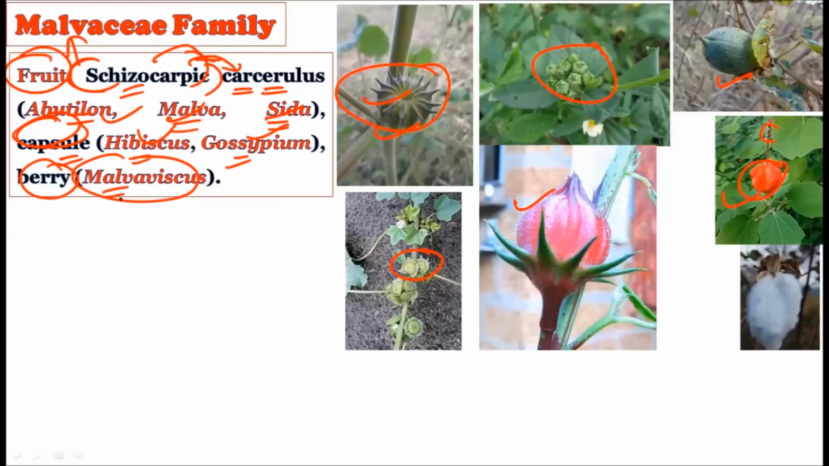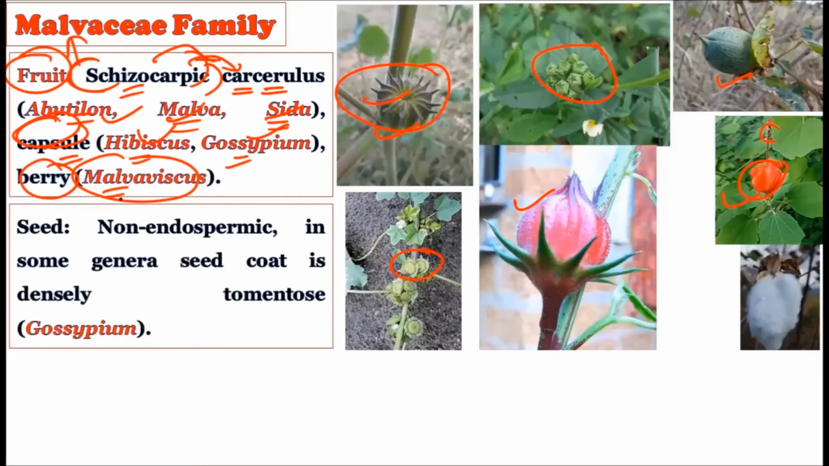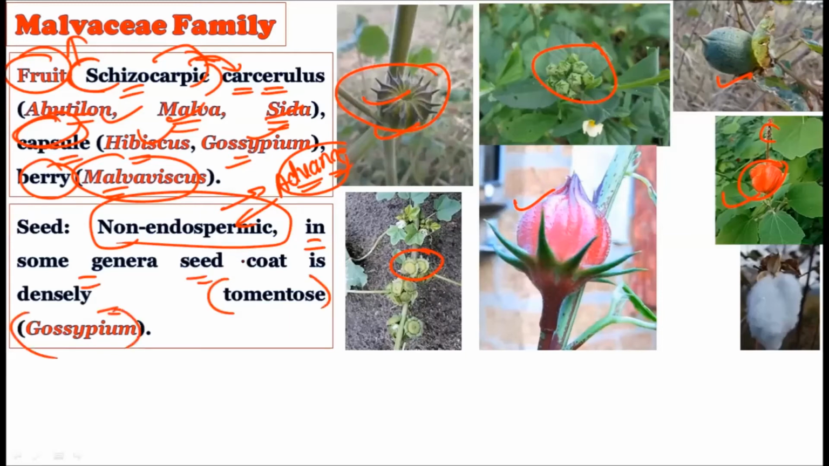Okay, and for the capsule, you know the Hibiscus and Gossypium species are there, and for the berry we have the Malvaceae species. Now consider the seed. Seeds are non-endospermic. Okay, this is considered an advanced character, and this advanced character is found in the Malvaceae family. In general, the seed coat is tomentose. For example, in Gossypium, the seed coat is very tomentose and very delicate in nature, and this type of seed coat is again a very characteristic feature of the Malvaceae family, found in Gossypium.